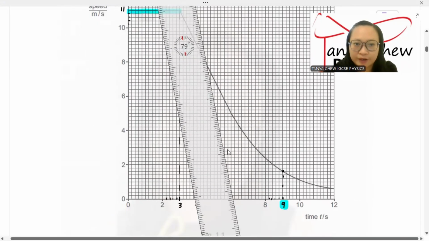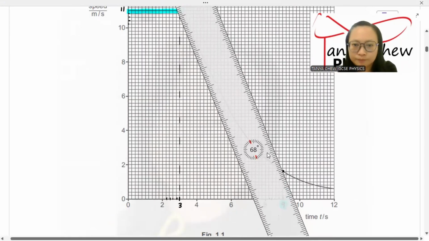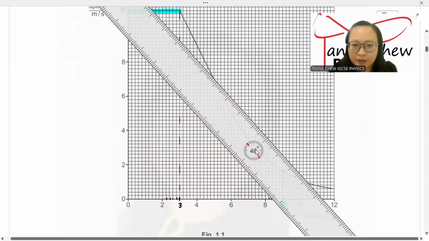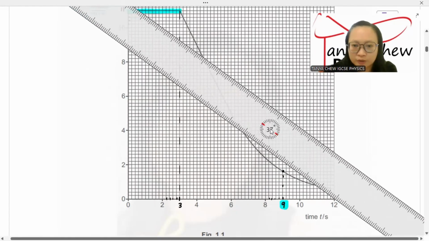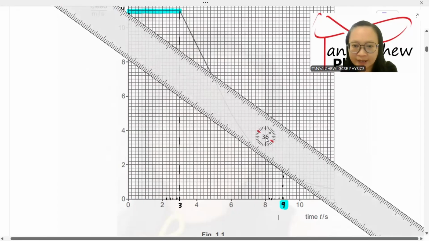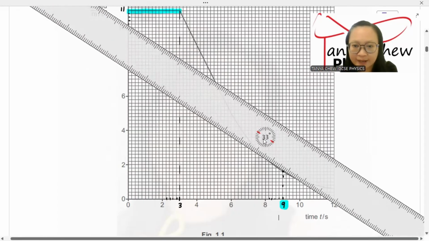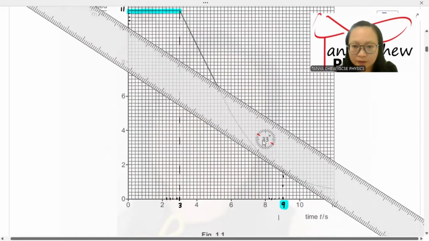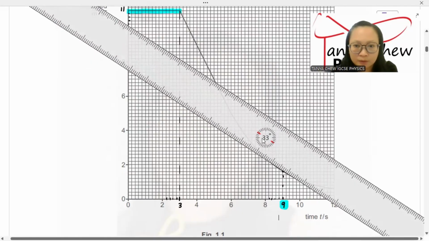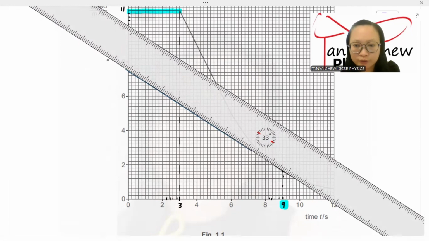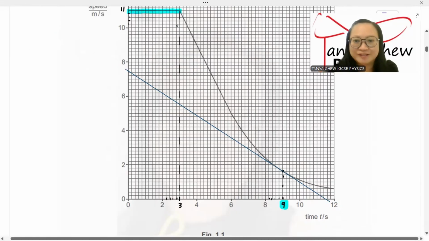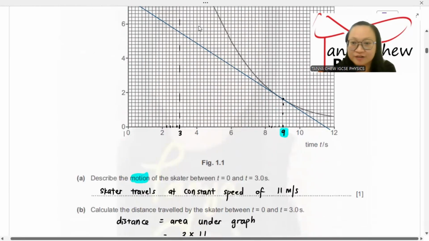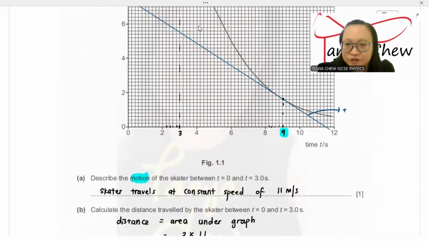So let me draw it right now. Adjust a little bit. Make sure that it passes through that 9 seconds. Only focus on your 9 seconds. I think that should be it. So I'm going to just draw it. I draw a longer tangent line, and I'll keep my ruler first. So that's my tangent. I better label it. This is my tangent.